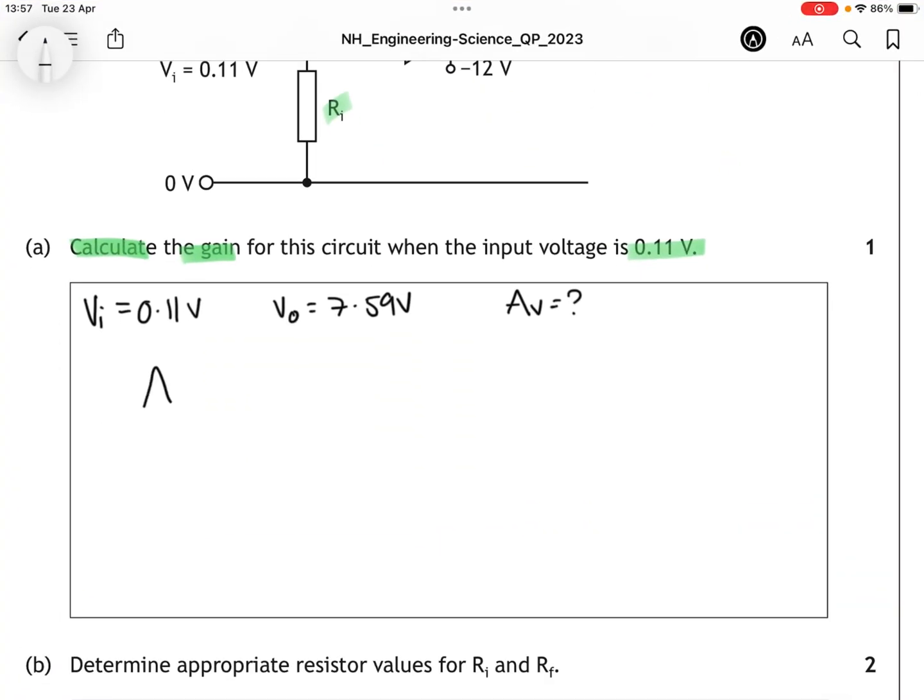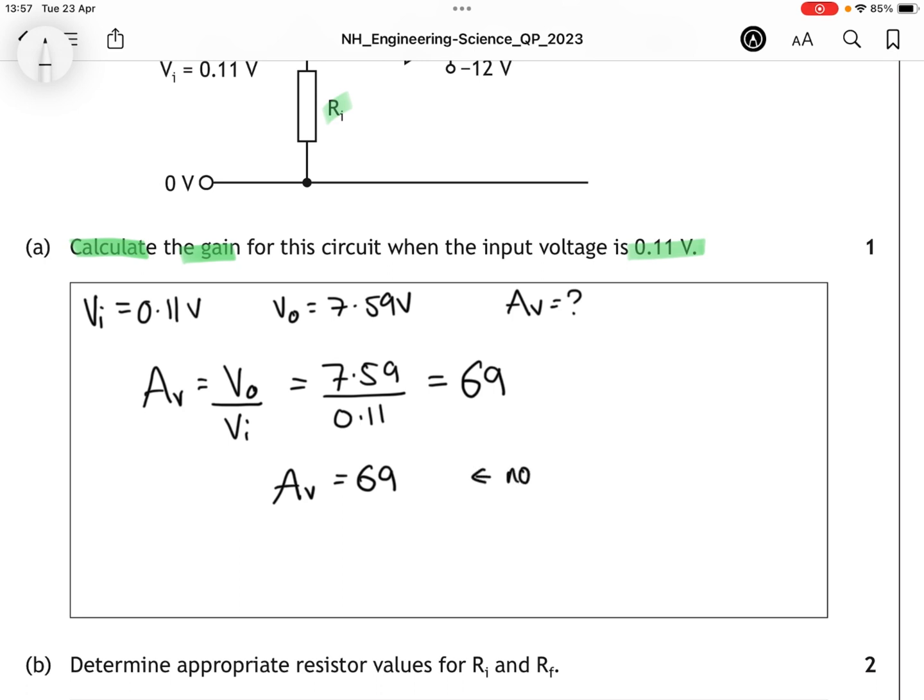So gain, AV, is output voltage divided by input voltage, which in this case is 7.59 divided by 0.11, and sticking that into the calculator gives us a value of 69. Remember that AV has no units because it's a ratio. It's only 1 mark, so that makes sense, that simple calculation.